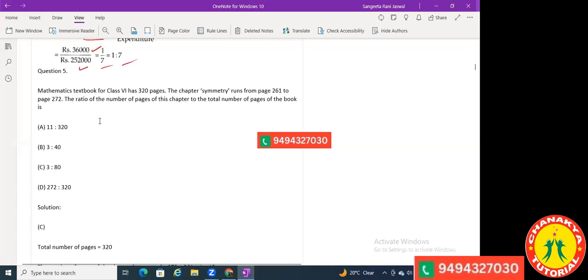Now see here, question number 5. The mathematics textbook for class 6th has 320 pages. Now the total book has 320 pages. The chapter symmetry runs from page 261 to 272. Understood the question? Total number of pages is given, and the chapter symmetry covers pages 261 to 272.